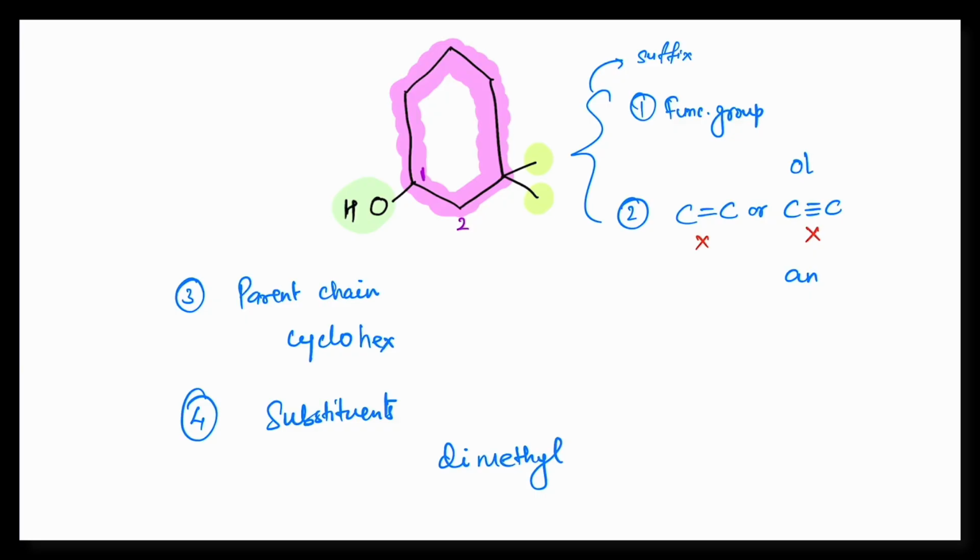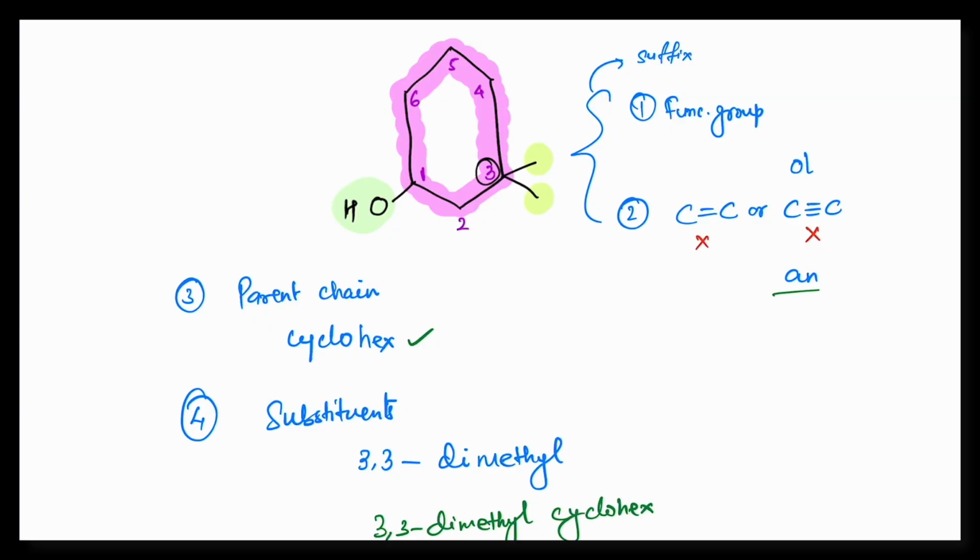Then we have 2, 3, 4, 5, 6. As we can see, the position of the substituents is at carbon number 3. So we will call this 3,3 because there are 2 groups. So 3,3-dimethyl. Alright, so we have everything required to write the name of this compound. The name of this compound will be 3,3-dimethyl, then we have the parent chain part, which is cyclohex.